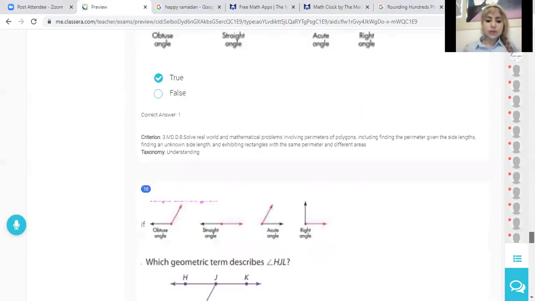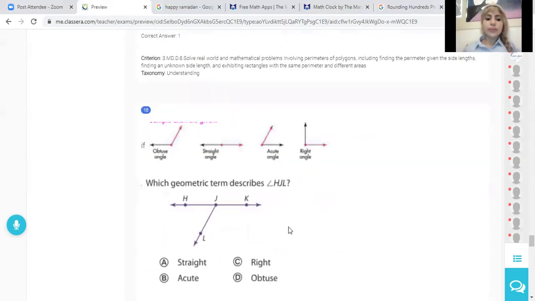Okay, this question he is asking you, which geometric term describes HGL? We have obtuse angle, straight angle, acute, and right. HGL, this angle is what? It is smaller than 90, which is acute angle, which is number B.